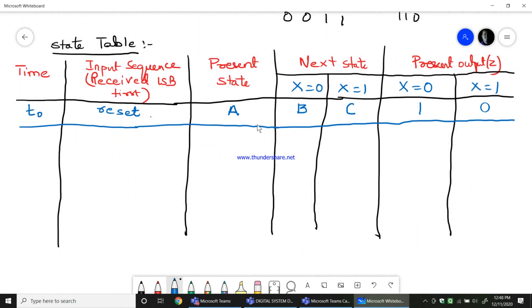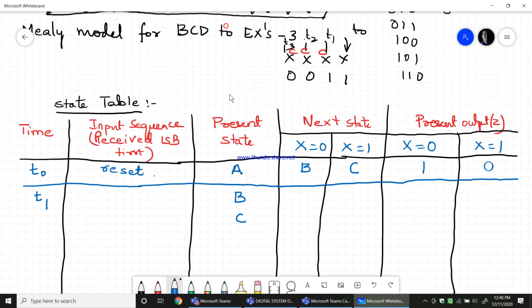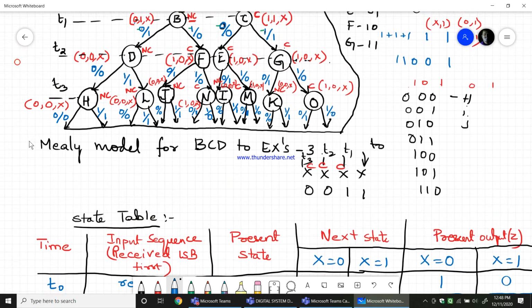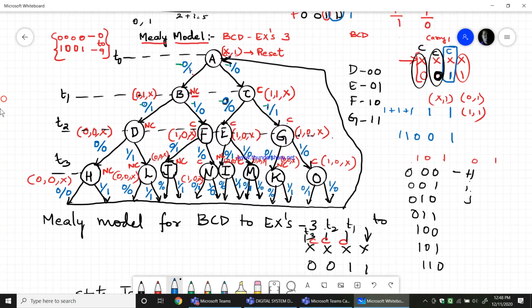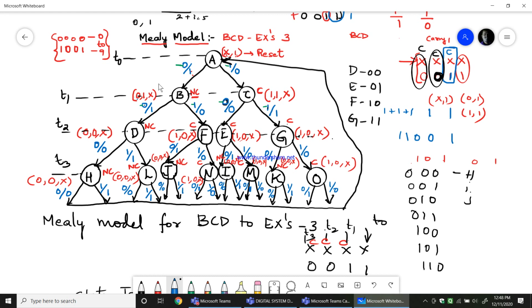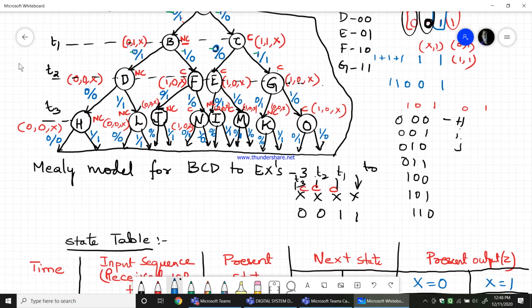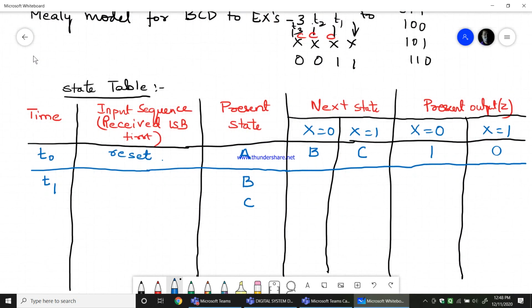Okay, so now I hope you got what it would be at T0. Now at T1, we can see that the present state is B and C. But what would be the input sequence at T1? At T1, the input sequence would be 0 and 1. See, at B it is 0, at C it is 1. Therefore, I say the input sequence is 0 and 1.